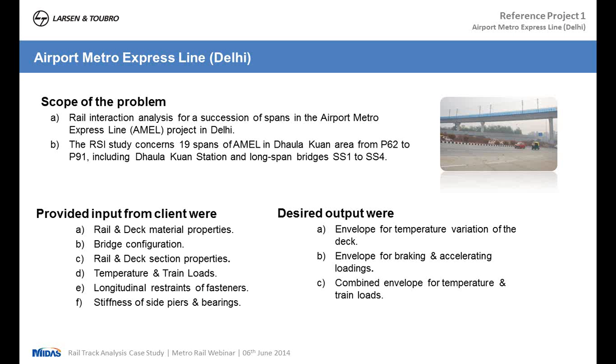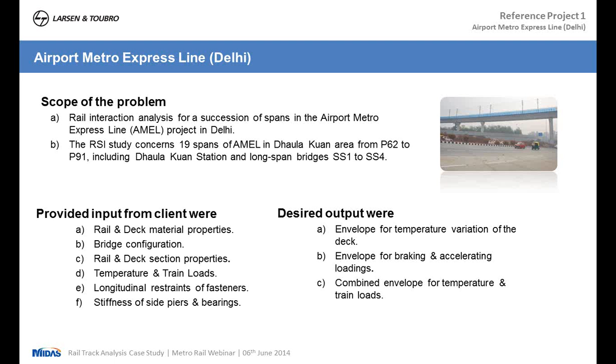As already told, our first project of today's discussion is Airport Metro Express Line. The RSI study concerns 19 spans of AML in Dholkua area from P62 to P91, including Dholkua station and long span bridges SS1 to SS4. Client provided input data like rail and deck material properties, bridge configuration, rail and deck section properties, temperature and train loads, longitudinal restraints of fasteners, and stiffness of side piers and bearings.